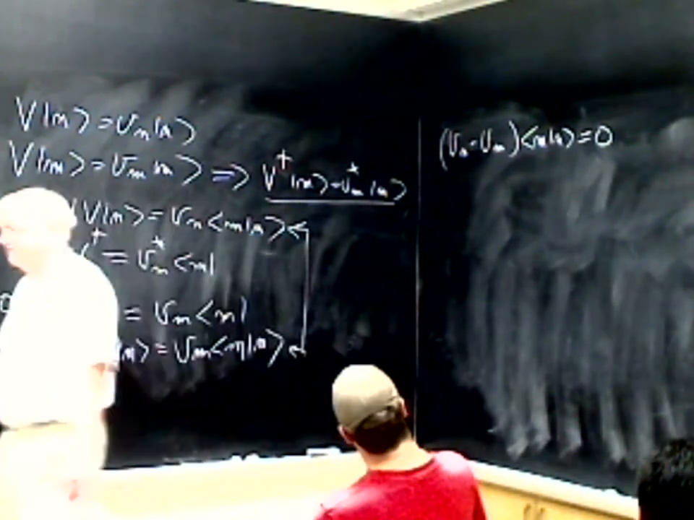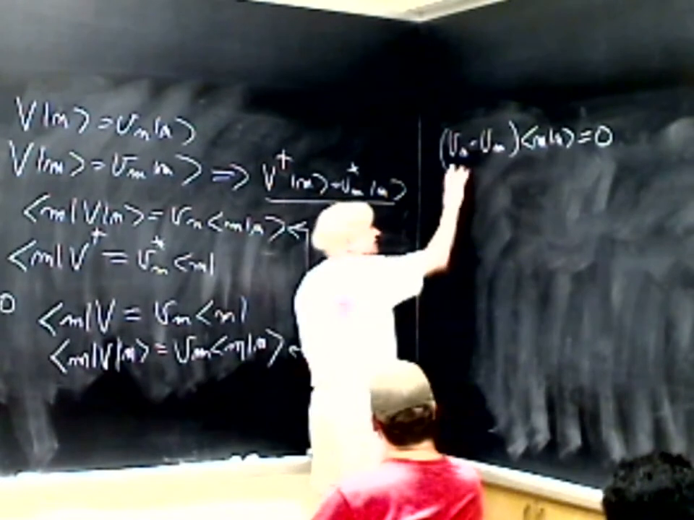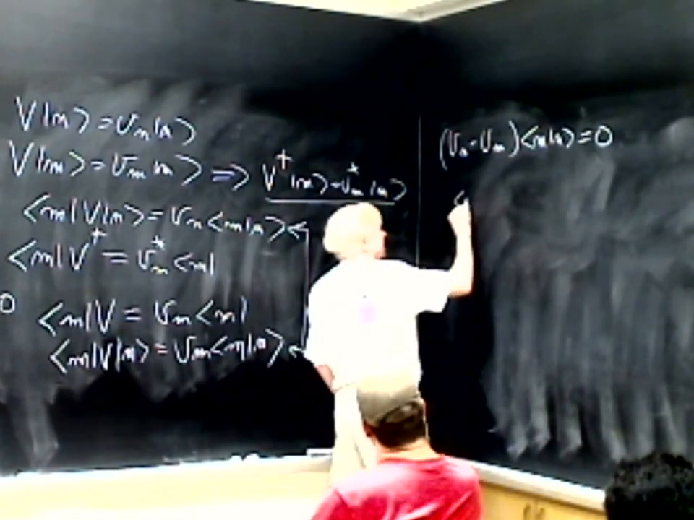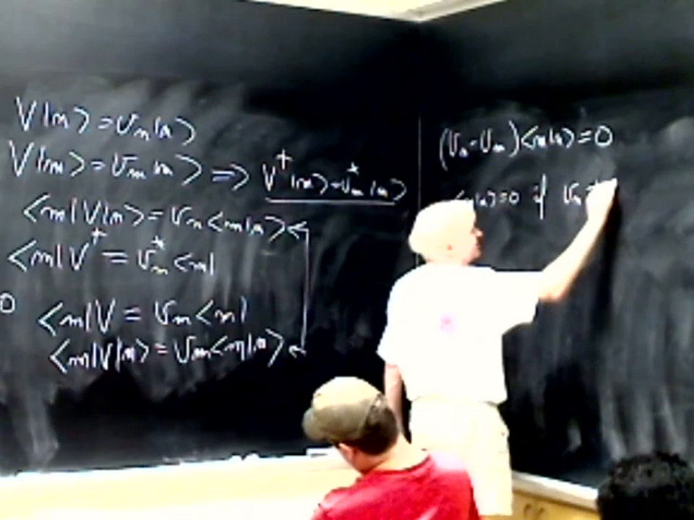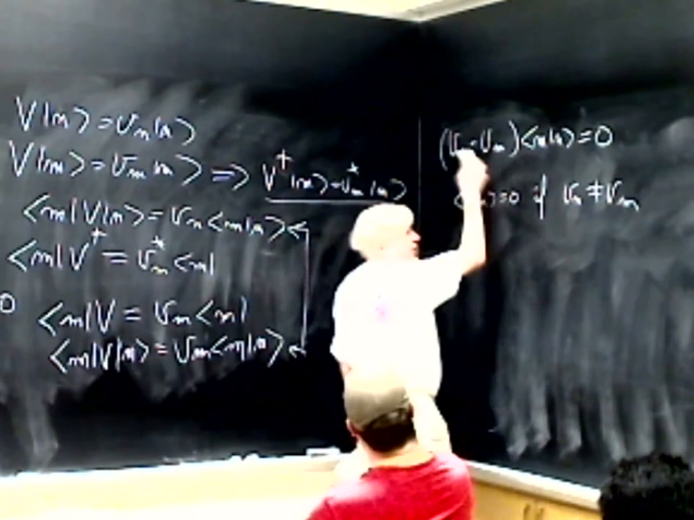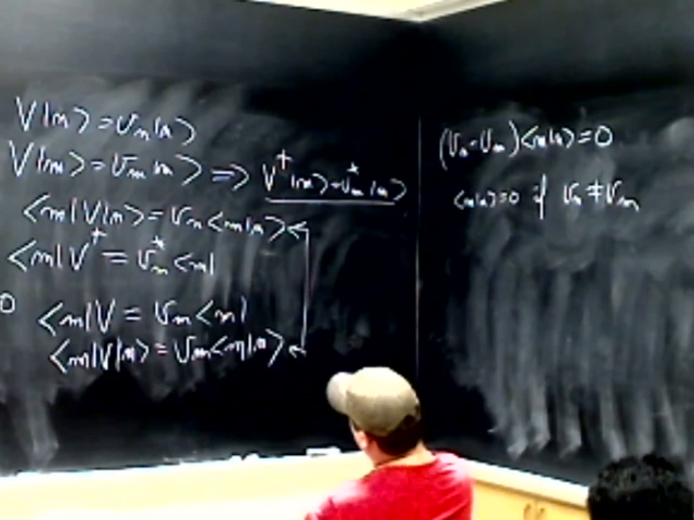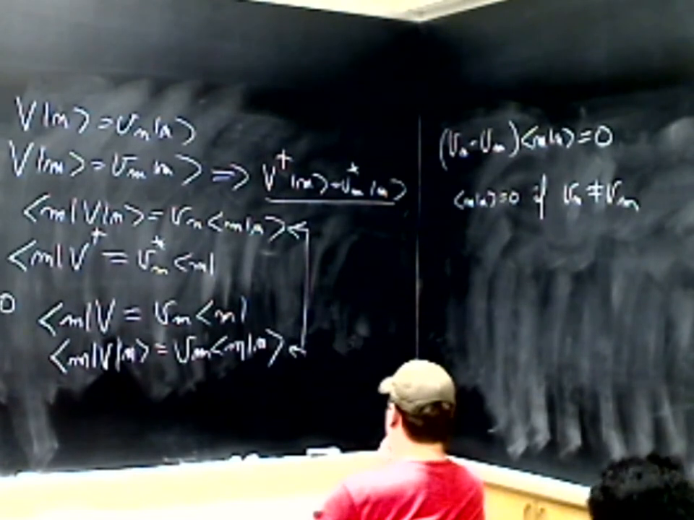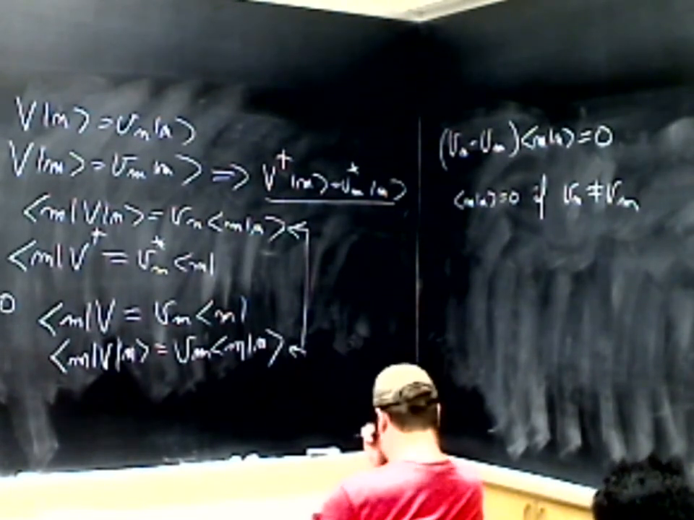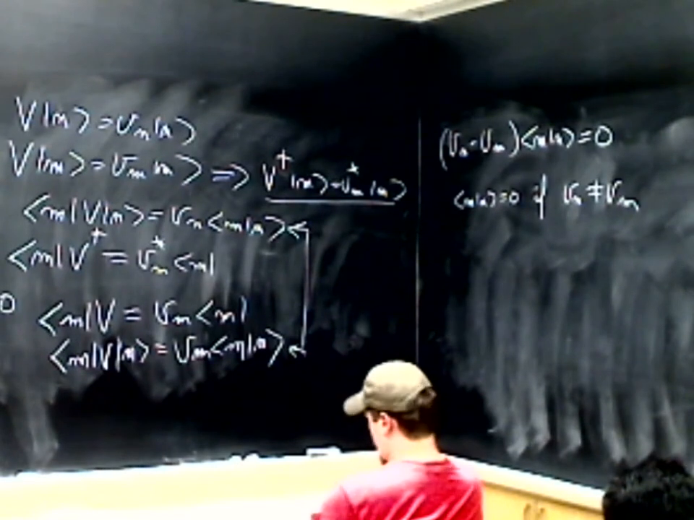So this tells us then that the eigenvectors of a normal matrix are orthogonal if the eigenvalues are different. So <m|n> equals 0 if Vn is not equal to Vm, because if they're not equal, this is non-zero, we can divide through by it, and we get that this is equal to 0. So eigenvectors associated with eigenvalues that are different for a normal matrix are orthogonal. Of course, we saw that previously for a Hermitian matrix, and now we get into the class of all unitary matrices and also all normal matrices, which might not be unitary or Hermitian.